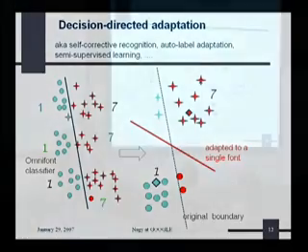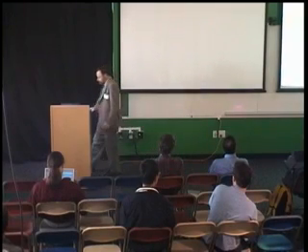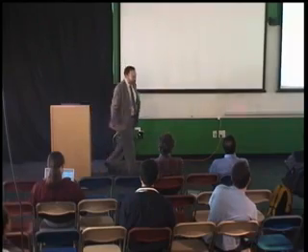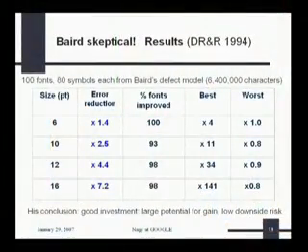So it looks like you're getting something from nothing, and you are. I showed this 30 years later to Henry Baird, and he was skeptical, as he ought to be. And I said, try it. And so he tried it on millions of his pseudo-random characters.